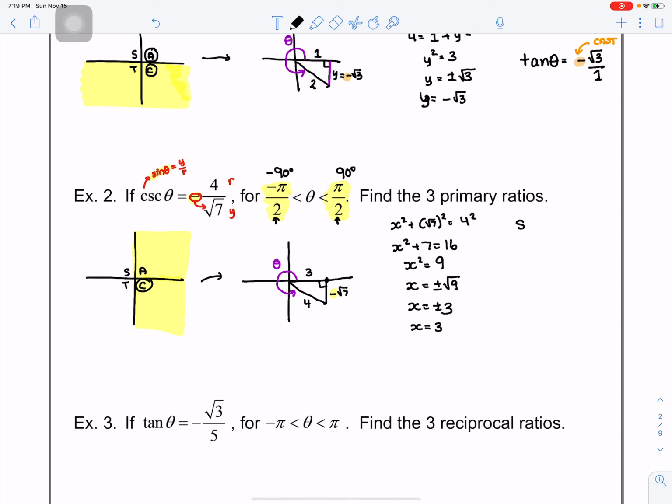So my primary trig ratios: sine of my purple angle theta is y over r. Whoops, my r is the 4. My cosine of theta is my x over r. And my tan of theta is y over x.